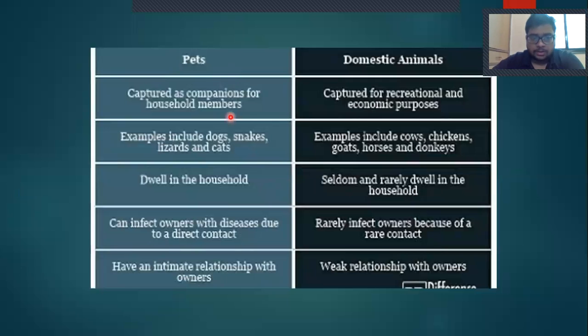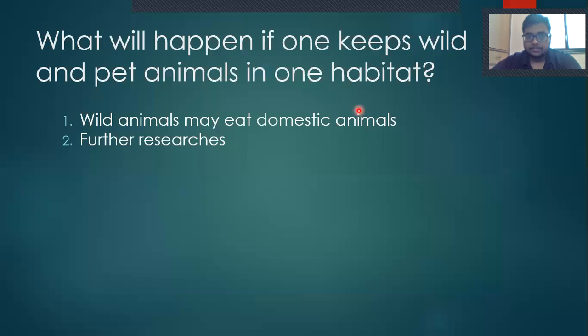Don't focus on many other points. I just have kept this for your reference. You can go through it. Okay, the main important point is that they are kept for household members. Like, let's say if you have a pet dog, then you keep it inside your own house. But if you have a cow, then you make a shed for her. Correct? You make a separate house for her and use it for economic purposes, like making money by selling milk. So that is the difference between domestic animals and pets.